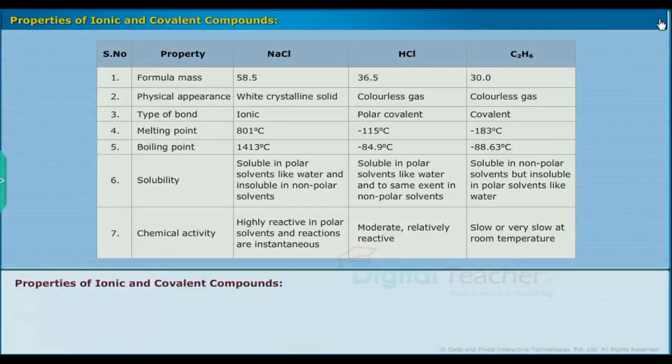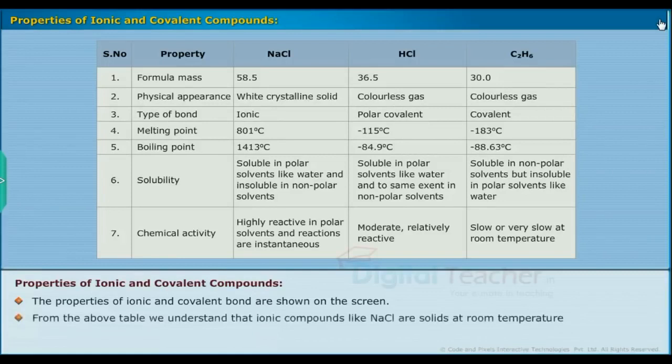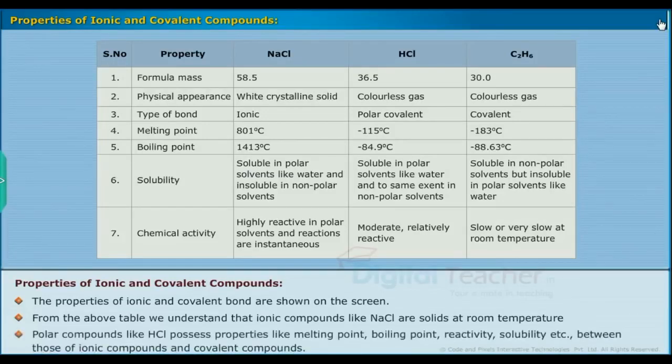Let us now learn about the properties of the compounds formed due to ionic and covalent bonds. The properties of ionic and covalent bond are shown on the screen. From the above table, we understand that ionic compounds like sodium chloride are solids at room temperature. Polar compounds like hydrochloric acid possess properties like melting point, boiling point, reactivity, solubility, etc. between those of ionic compounds and covalent compounds.